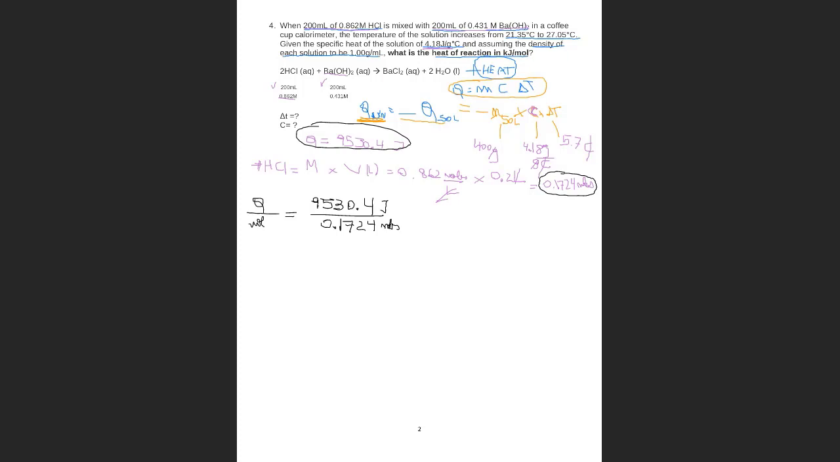I will get a number that is 55278 joules per mole. But because they want it in kilojoules, I move the decimal 3 places. So the answer is 55.3 kilojoules per mole. Do you have any questions for this one?